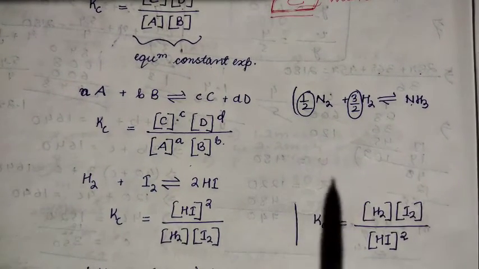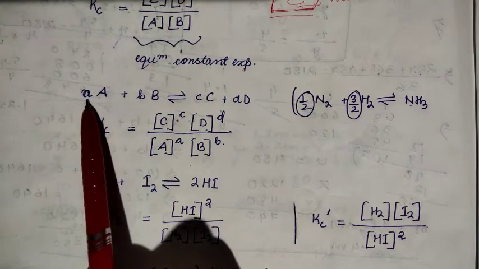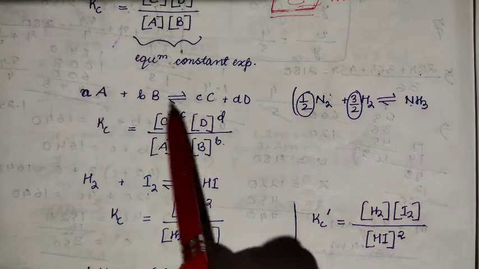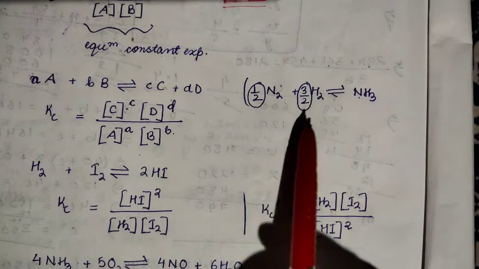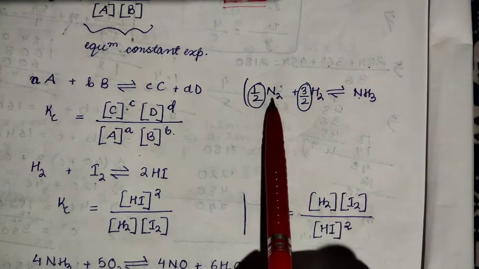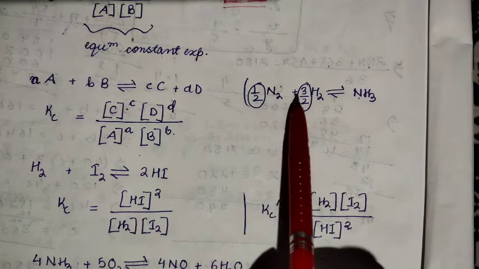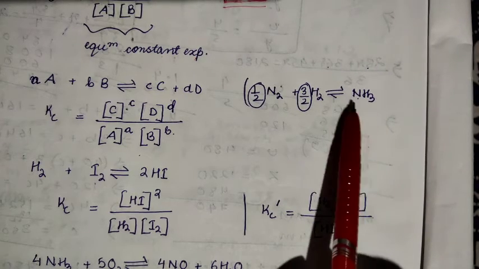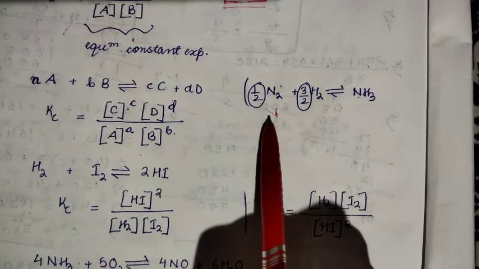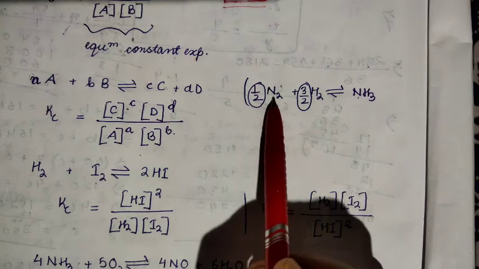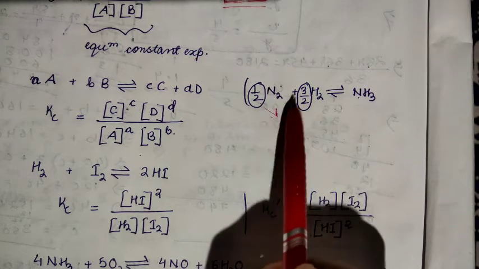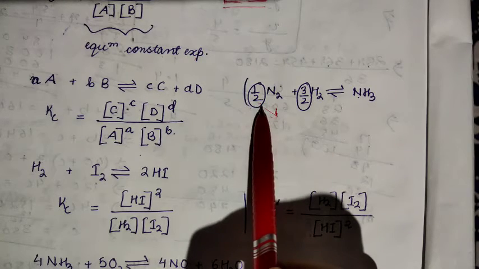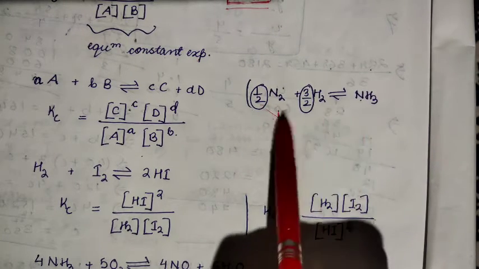Now, in order to be more general, let us consider aA + bB ⇌ cC + dD. Now, what is this small a, small b, small c? I have written one example here. You can see if half of nitrogen reacts with 3/2 of hydrogen, it will give us ammonia. Clear? Now, these coefficients that you can see, these constant terms in front of the atomic and molecular symbols, are the stoichiometric coefficients that are used to balance the reactions. Clear?